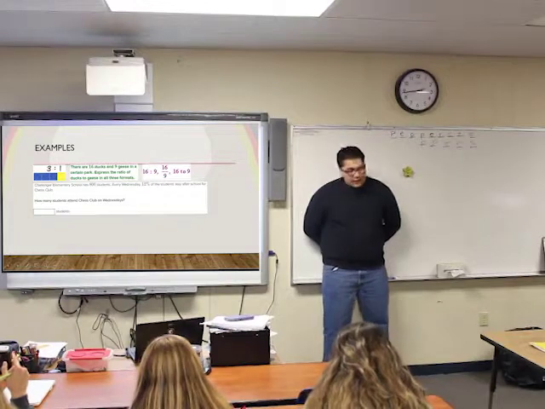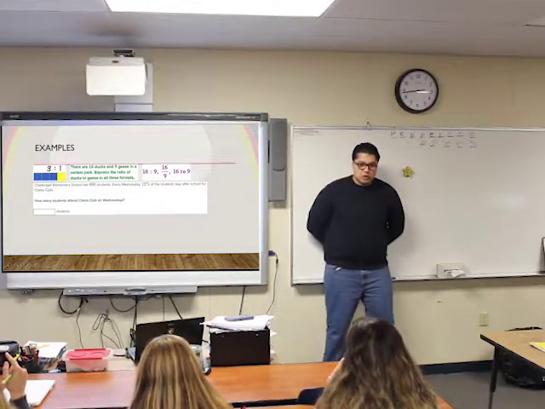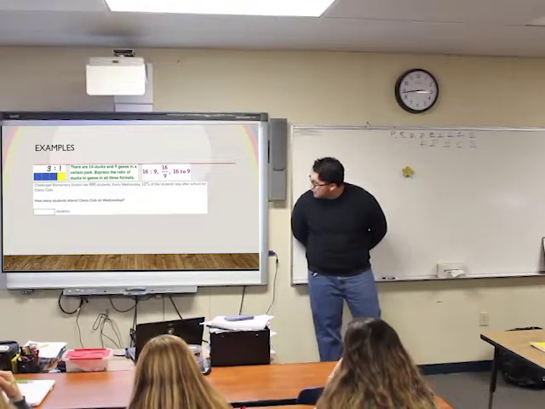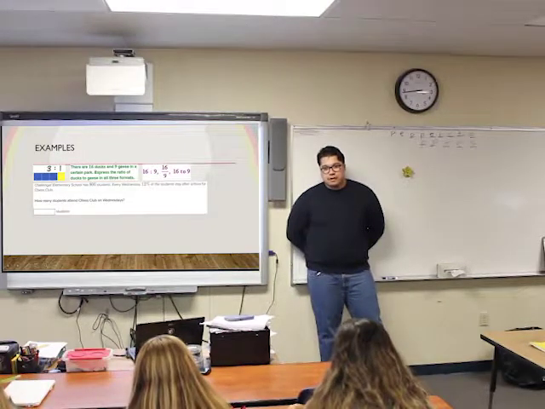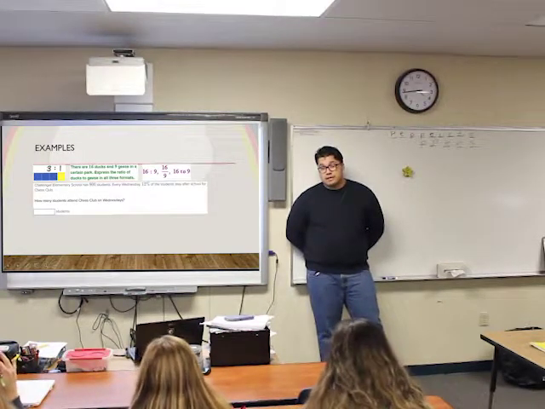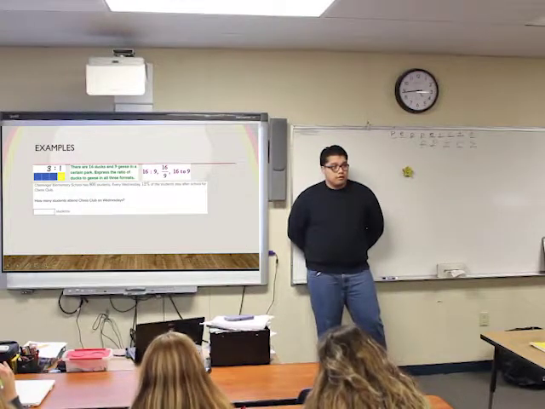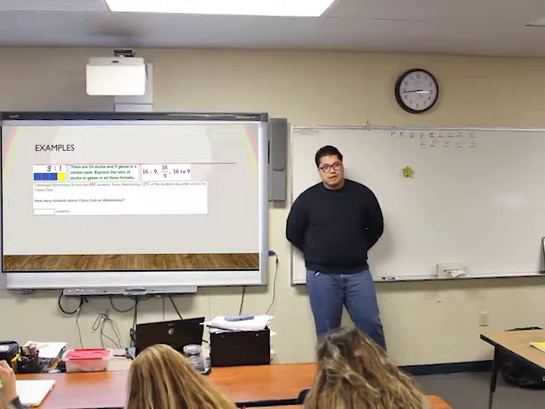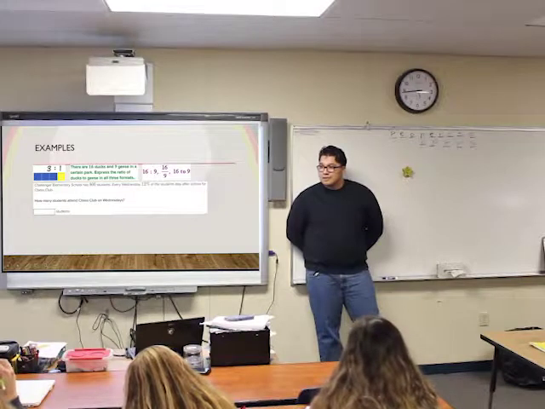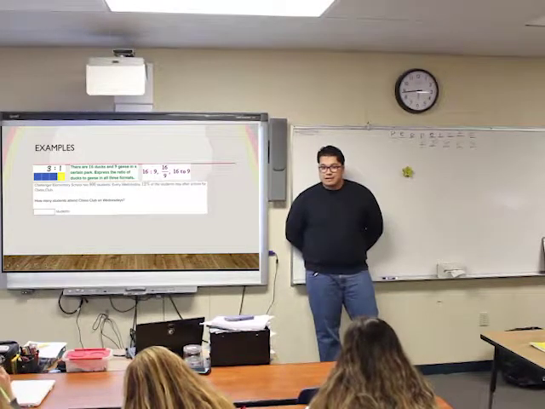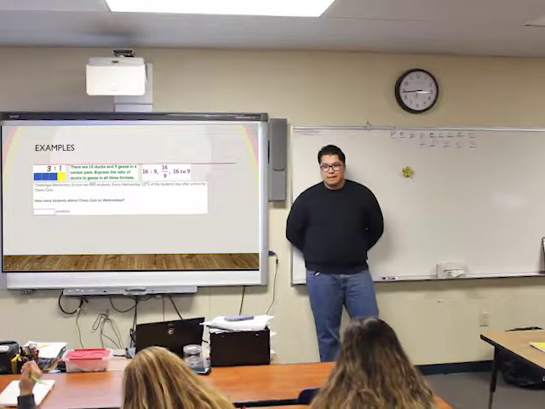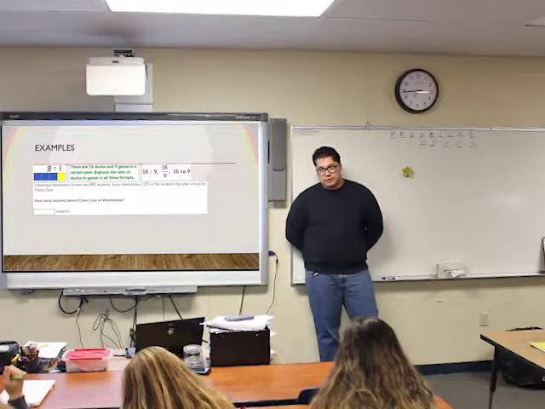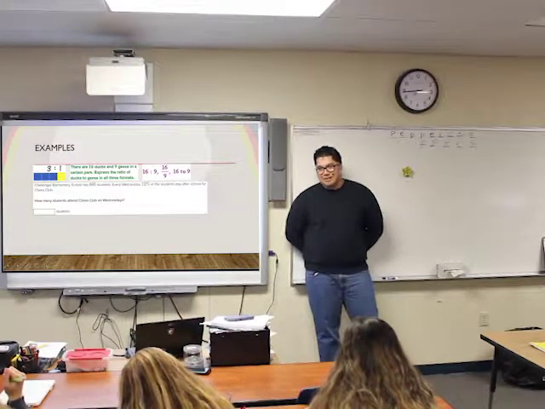You have 800 students, and 12% of them stay after school for chess club. How many students does chess club have? Can I use my calculator? What's 8 times 12? 96. Right? So what's 800 times 0.12? 96.